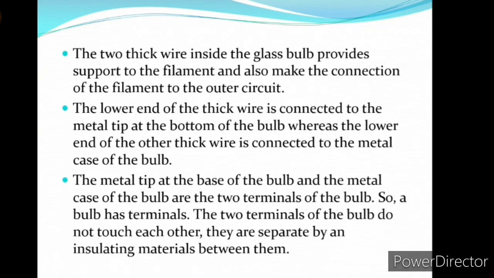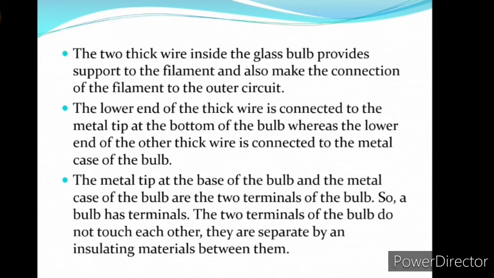The two thick wires inside the glass bulb provide support to the filament and also connect the filament to the outer circuit. The lower end of one thick wire is connected to the metal tip at the bottom of the bulb, whereas the lower end of the other thick wire is connected to the metal case of the bulb.